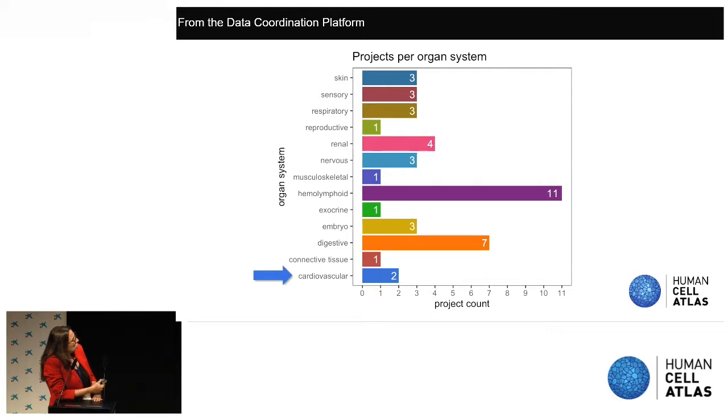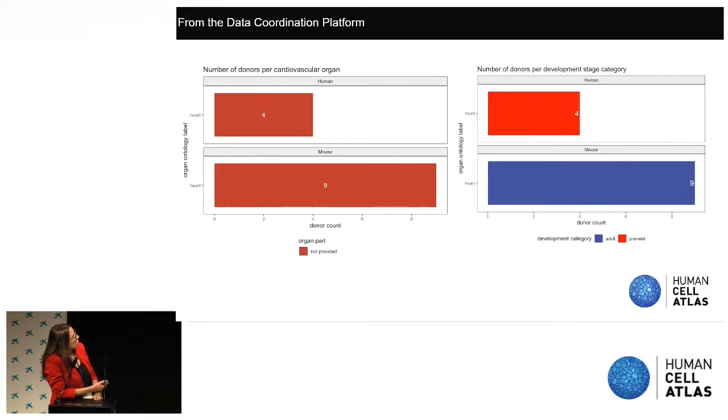So I just want to share with you where we are with the heart within the HCA, and thanks to Marion for sharing these slides. You see, these are projects uploaded from various organs, and in the heart we have two. Of course, the hemolymphoid are the most prolific of all, but hopefully we can increase very soon the contribution.